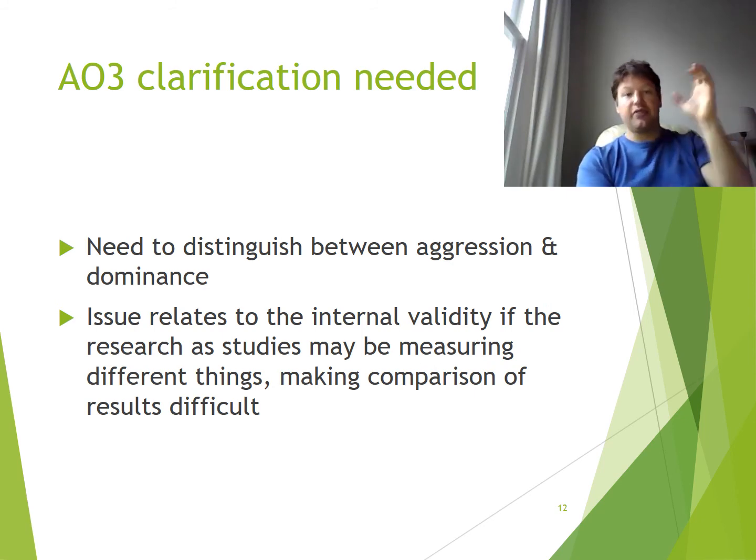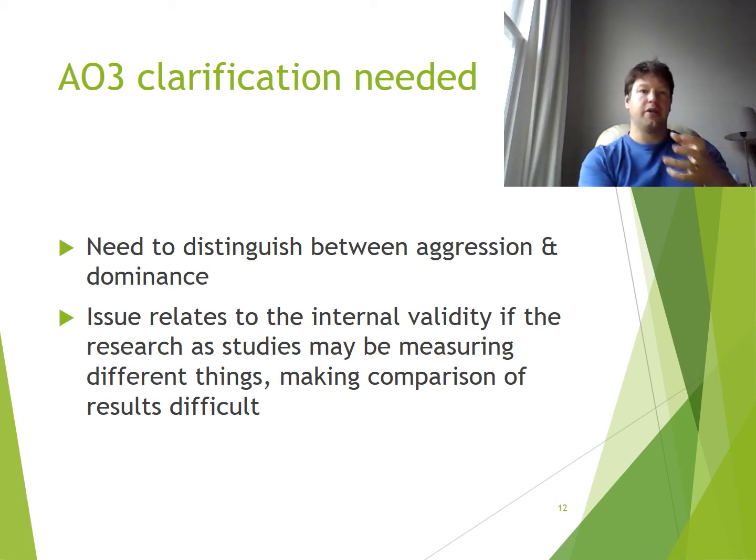Clarification needed. This idea of aggression and dominance. So football's always one that comes up. Some of those central midfielders, Roy Keane in the past, Vieira, these people, were they aggressive or were they dominant? Okay, and this issue relates to internal validity. If studies may be measuring different things, making a comparison of results is difficult. So it's just saying, if we do look at dominance, if somebody is dominant and we're saying they're aggressive, then our whole study's internal validity is reduced. Okay, and we can talk about that more in class if we don't get it.